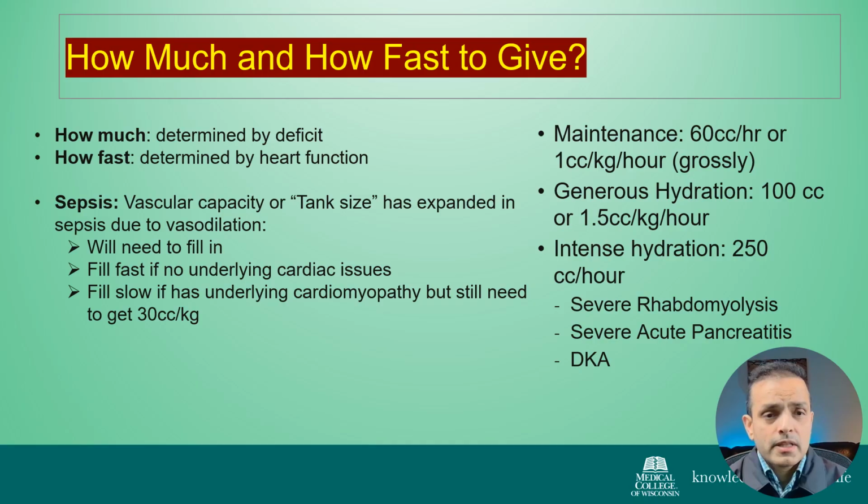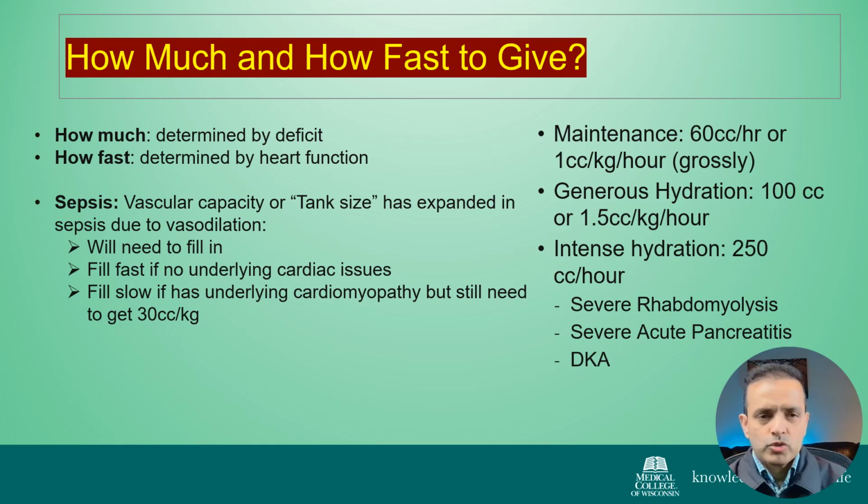In sepsis, they have vasodilatation. The size of the tank has increased because of the vasodilatation, so you need to fill that in. How much to fill it? 30 cc per kg has historically been the answer, which has been contradicted by a very recent randomized controlled trial. Whatever works, somewhere around 30 cc per kg is the amount to give. How fast is determined by underlying cardiac conditions.